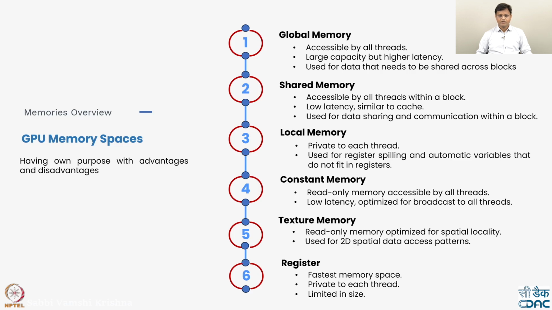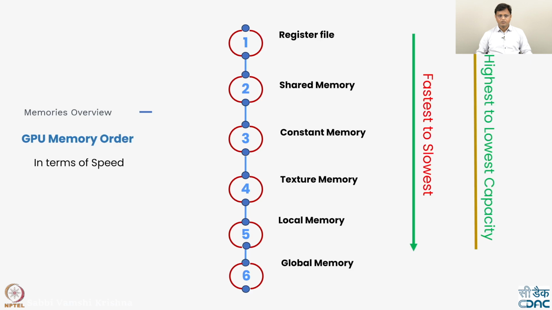The next space used to store the data is the register. It is the fastest memory space, private to each thread, but it is limited in size. So, each memory has its own advantages and its own disadvantages.